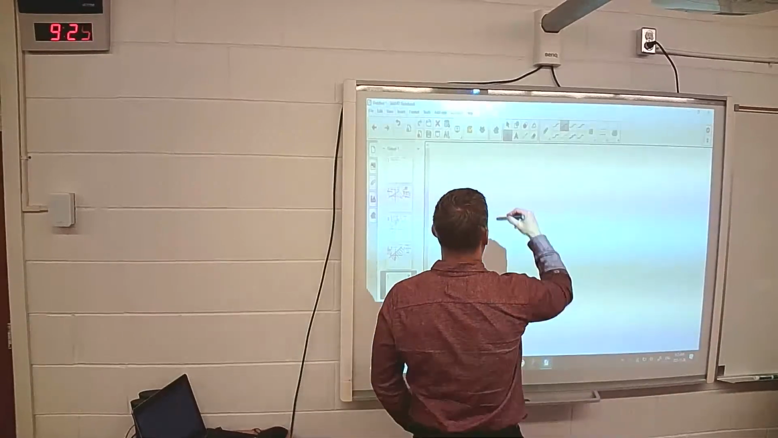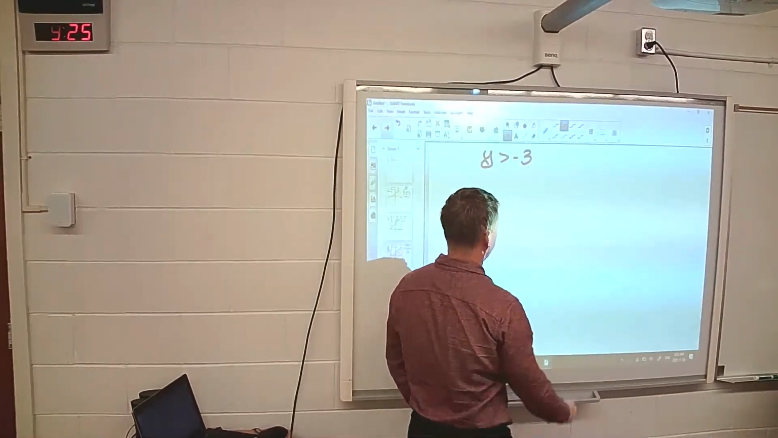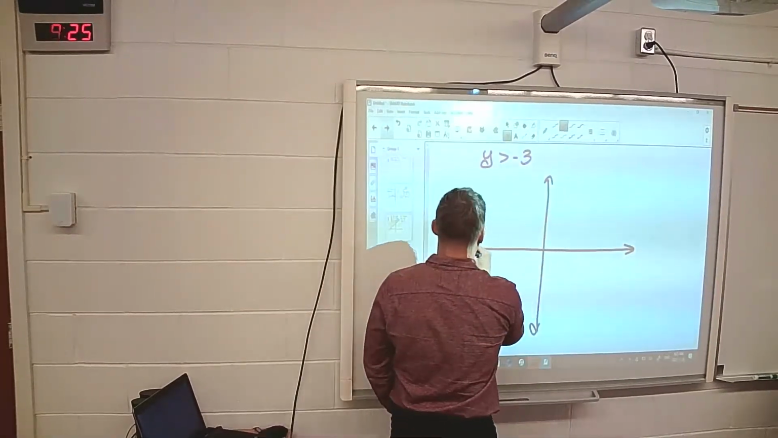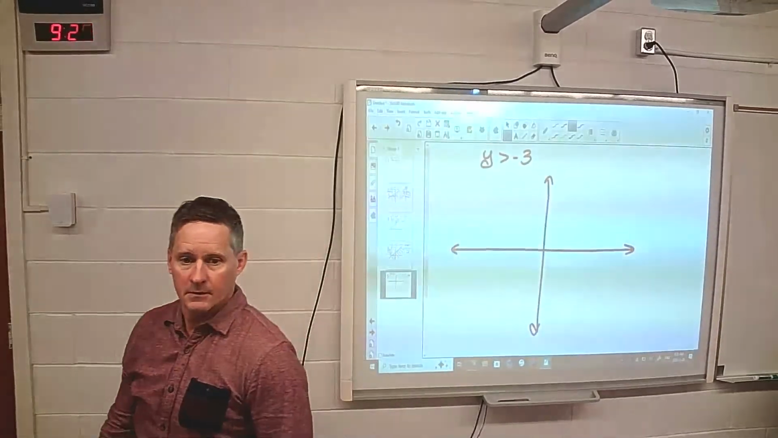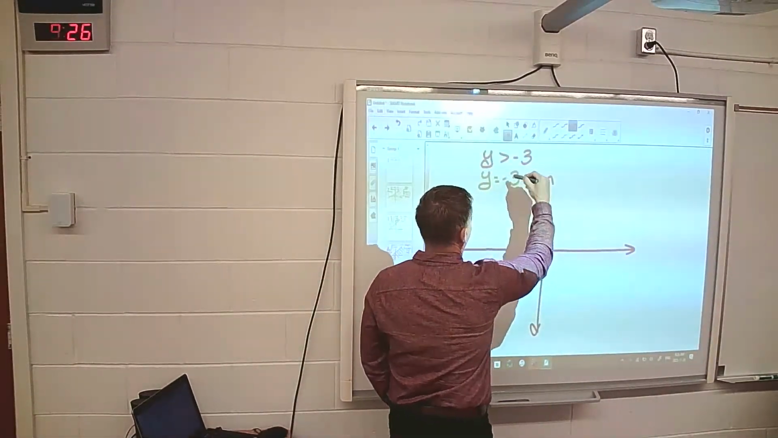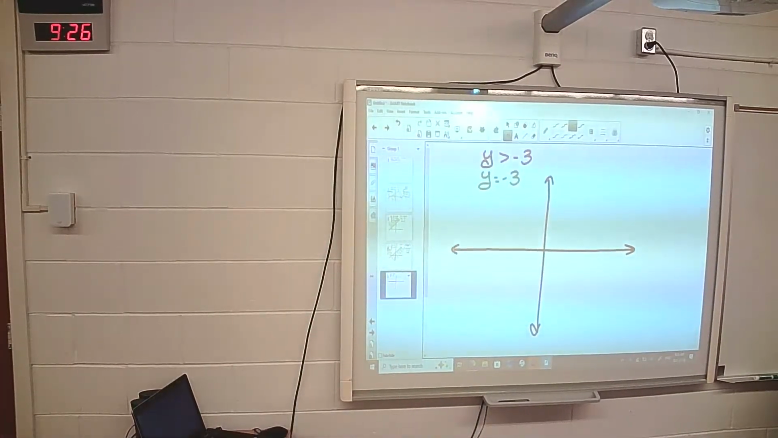Well, here's an interesting one. It's a simple one, but it will confuse everybody. Maddox, what's the first step I do now? Change to an equal sign. Y equals -3. That's the equation of this line, Nathan. Attaboy. Y equals -3. What does that line look like?